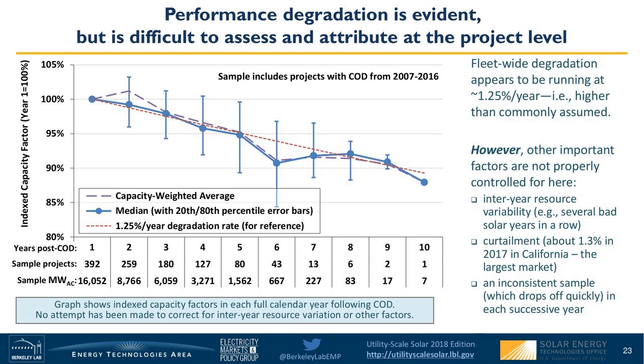Curtailment is also embedded within these numbers, and as we'll see a bit later, curtailment has increased in recent years, at least in California, which is the largest market. And finally, not just the sample size, but the sample itself is not consistent from year to year. Each year represents a different collection of projects, and the sample size also drops off rather quickly over time, which reflects the relative youth of the utility scale market.